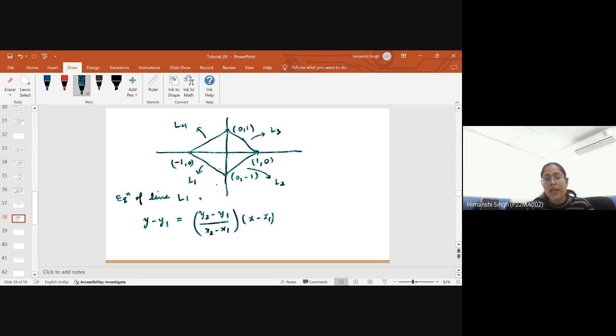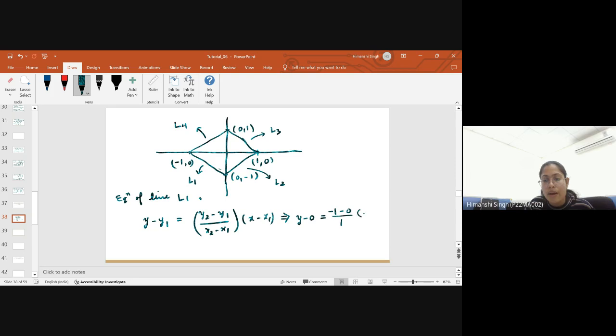So the equation of the line L1, if you calculate by this formula, so you just calculate and let me know what the equation of line L1 will be. Just form it as y equals something. If I consider this to be x1 and this to be y1, it will be y minus 0 equals, this will be y2, so 1 minus 0 divided by x2 minus x1, so it will be 0 minus minus 1, that is 1.